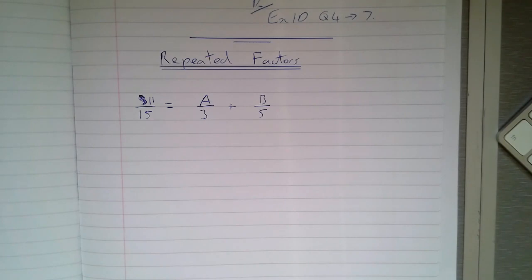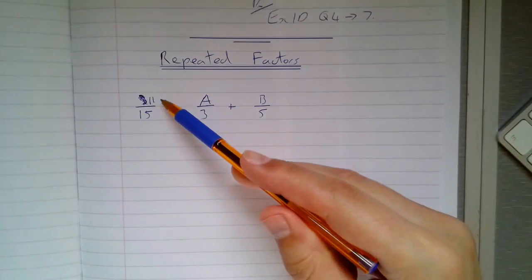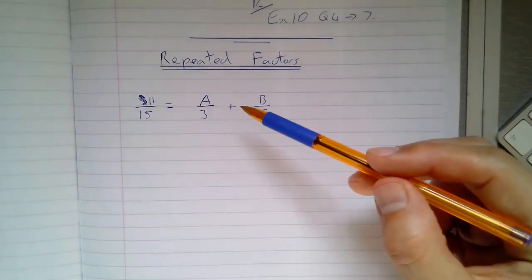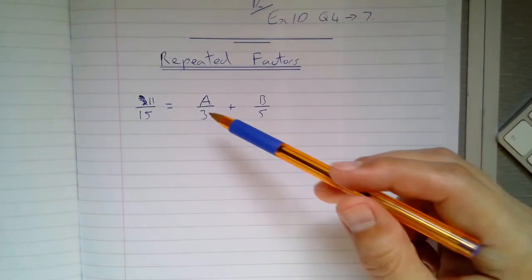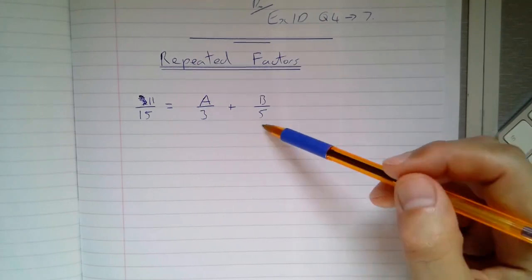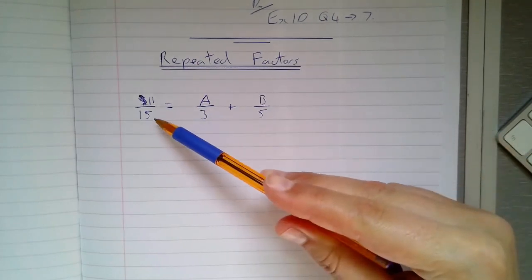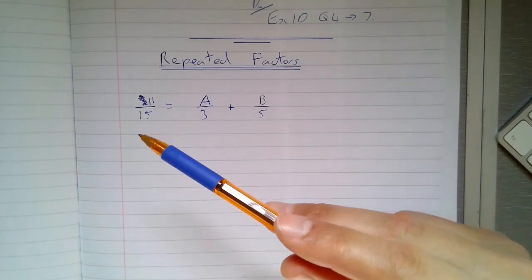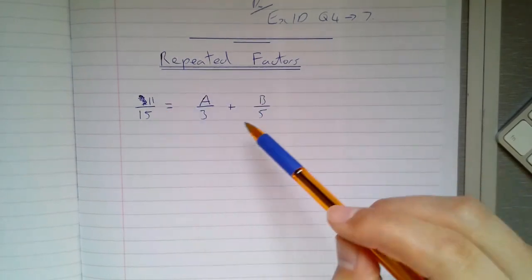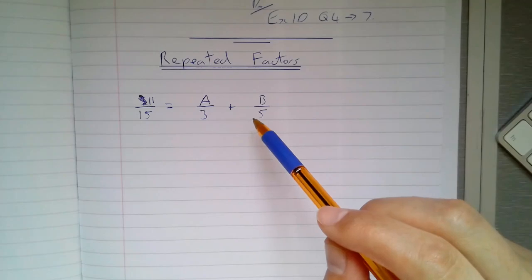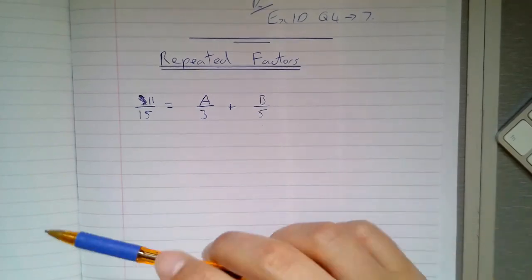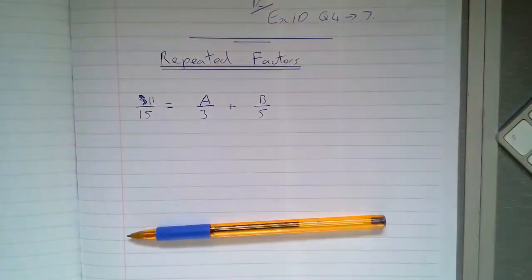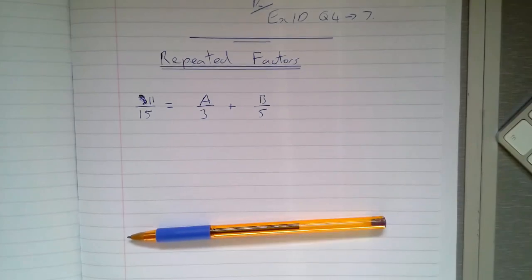Can you just do a quick starter for me? Here I've got 11 over 15 is equal to A over 3 plus B over 5. Have a quick think about why there's a 3 and a 5 here and how it links to this denominator, thinking about what we did yesterday. Using the same method as we did yesterday, up to a point, can you try and find out what A and B is? Just pause the video and have a go at that, please.